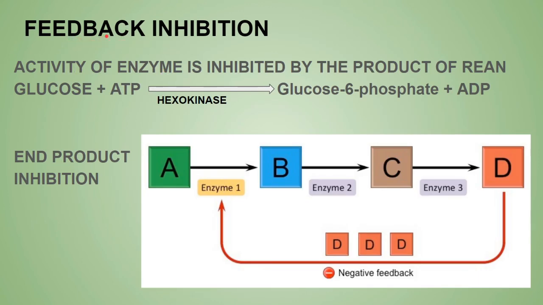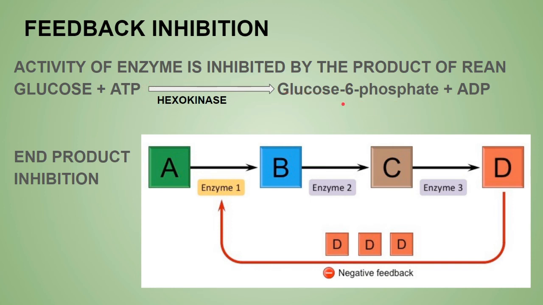Over here the term feedback inhibition means that the activity of the particular enzyme is inhibited by the product of the reaction. As you can see in the example, the glucose reacting with the ATP in the presence of hexokinase enzyme will form glucose 6-phosphate and ADP. Now if there is formation of a large amount of glucose 6-phosphate, this will inhibit the hexokinase enzyme, and so the G6P formation will be inhibited.